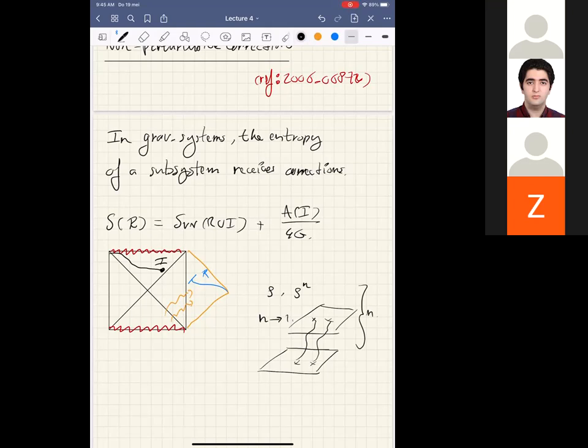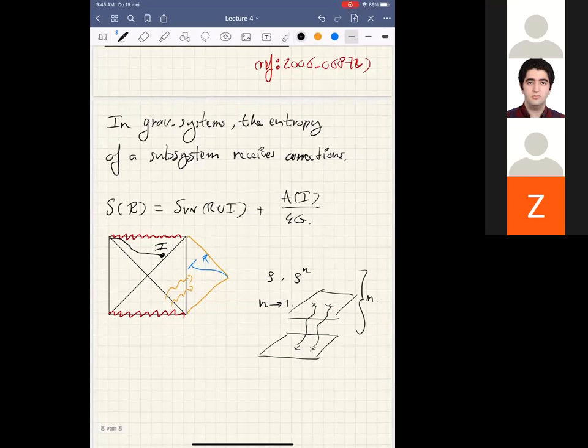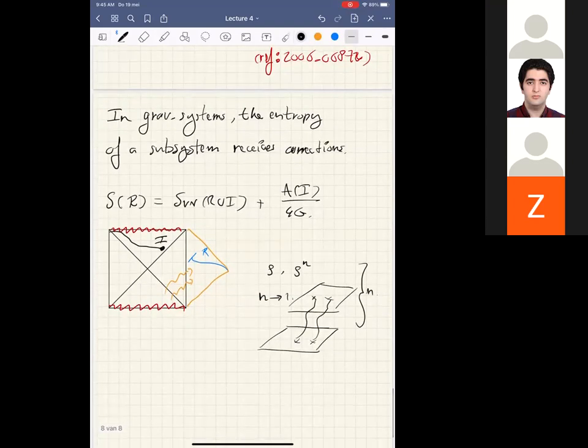So these go by the name of replica wormholes. Those are quite complicated geometries to compute. But the upshot is, if in the end you take the limit of n going to 1, you find precisely that you have this correction term to the entropy. So this is a little bit of intuition for where this formula comes from.